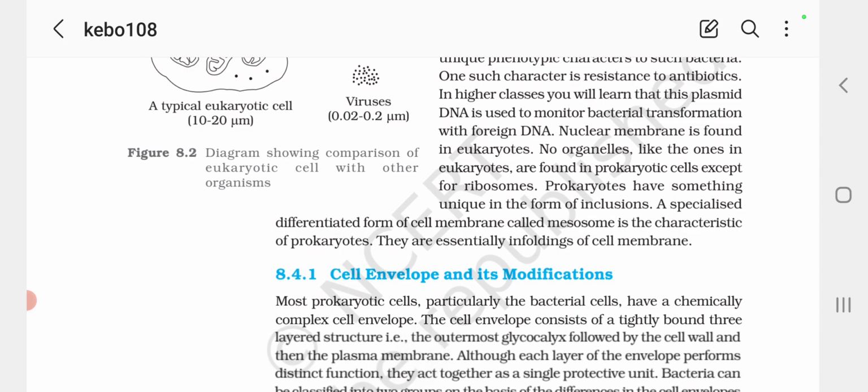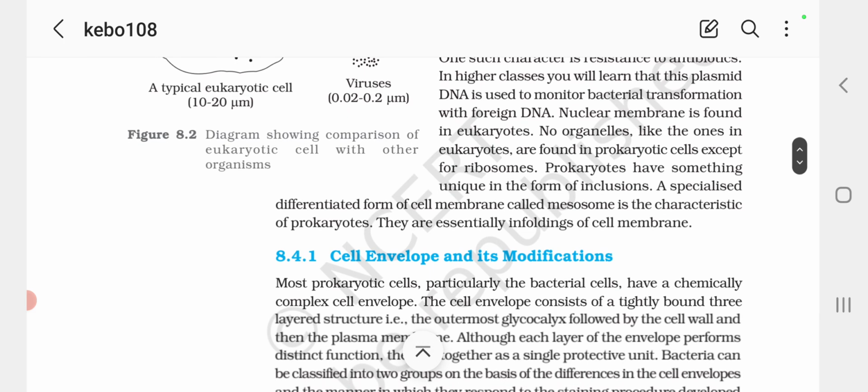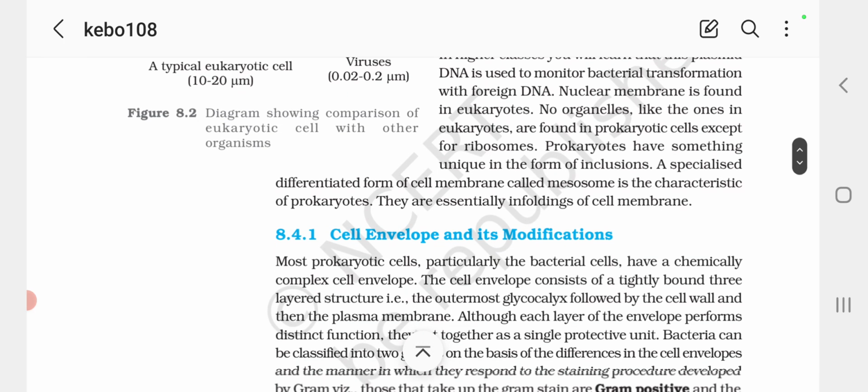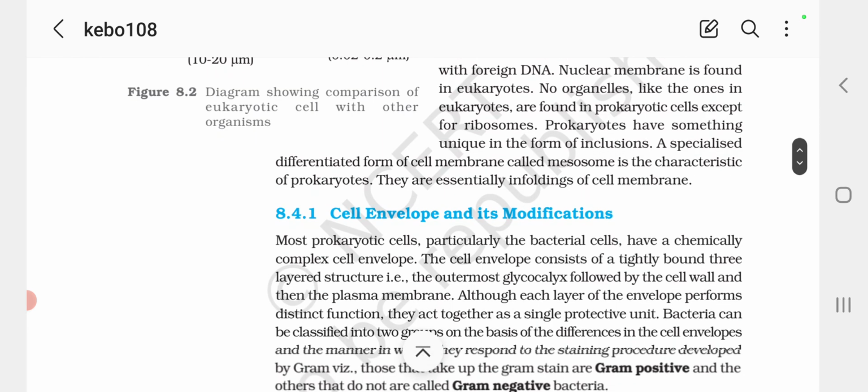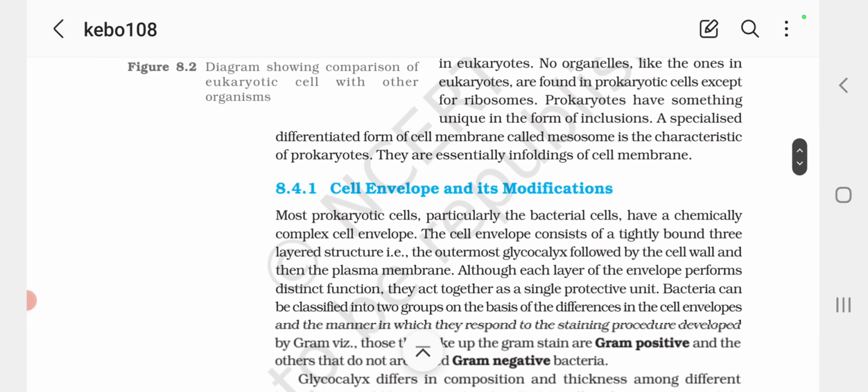Nuclear membrane is found in eukaryotes. No organelles like the ones in the eukaryotes are found in prokaryotic cells, except for ribosomes. Prokaryotes have something unique in the form of inclusions.